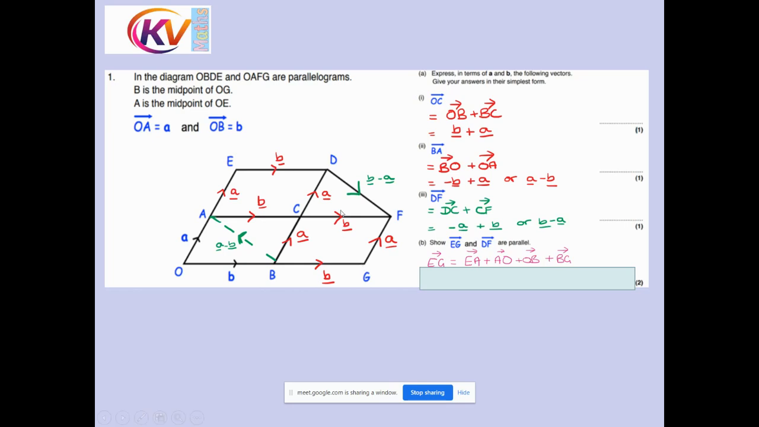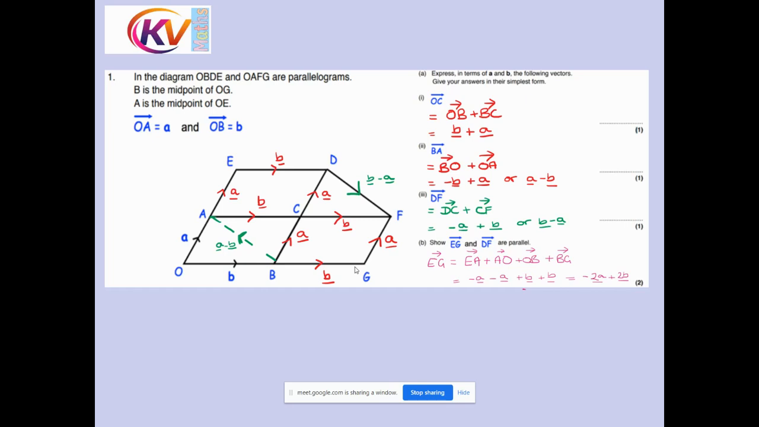So you can go the long way or a shorter way, as long as you get the final answer. So my E to A, I'm going negative A to O, take away A again, plus B, plus B. So I end up with that. And then just like with algebra, we need to tidy it up. So we simplify it as much as possible, and we end up with negative 2A plus 2B. Hopefully you're all okay with that one.